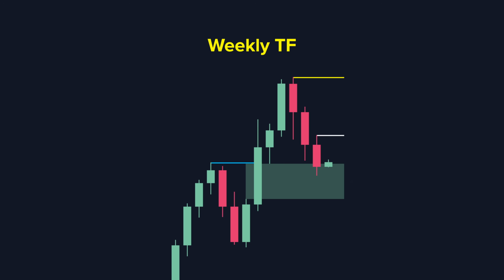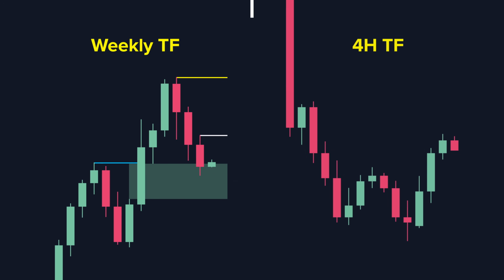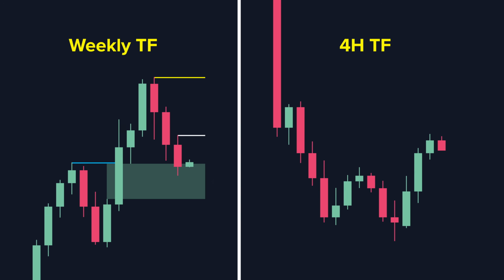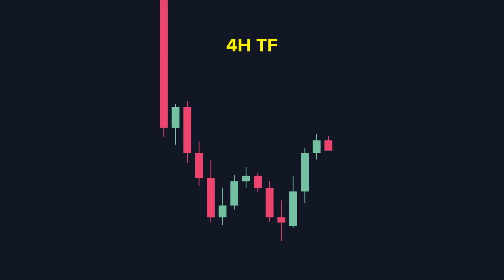So to find confirmation for this, we need to move down into our next time frame, which in this example is the 4-hour time frame. And now going back to what we mentioned earlier on in the video, we know that this 4-hour time frame falls into the medium time frame category, which means what we are looking for within this time frame is a suitable setup that we can use to enter a trade.